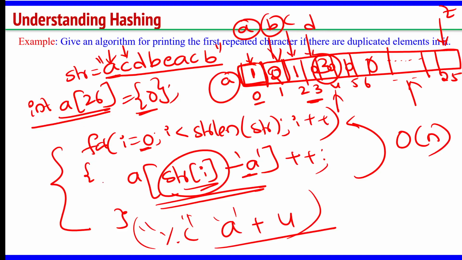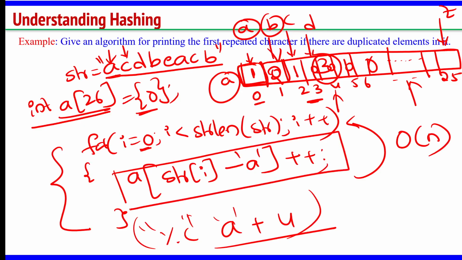With a single for loop, I am able to do this, a of str of i minus A. So I am using a temporary table, a temporary array. Hashing means, for solving a problem without knowing the concept of hashing, you have solved a lot of problems already. Taking help of a temporary memory location or a temporary array, which we call here a hash table, that is the concept of hashing.